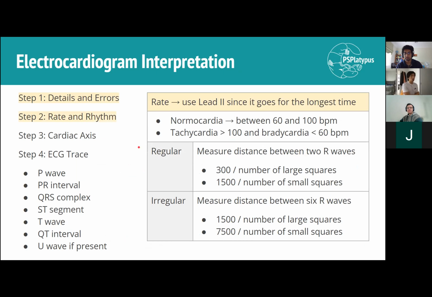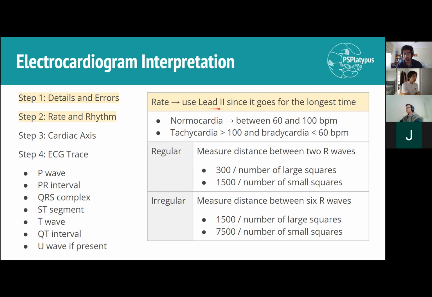Okay, rate and rhythm. These are just mathematical calculations, so I'm not going to spend too much time on it. Normocardia is just normal heart rate, 60 to 100. Tachycardia is greater than 100, so too fast. Bradycardia is too slow, less than 60. Again, this will vary based on individual patients, so less than 60 might not be that bad.